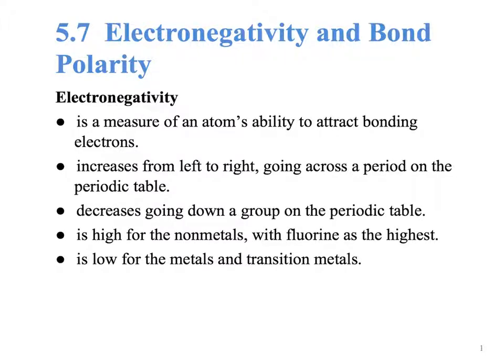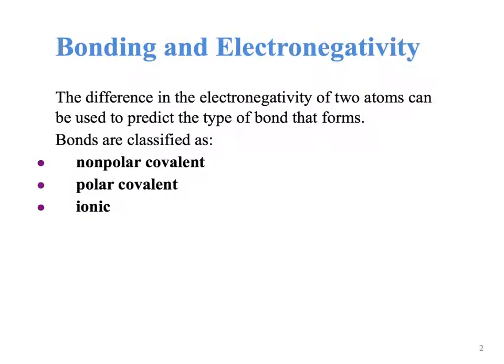So we're going to discuss now electronegativity. What is electronegativity? It's a measure of the atom's ability to attract electrons. It increases from left to right in the periodic table and also increases from bottom to top. The difference in electronegativity between two atoms defines the type of bond that the two atoms will have. We will have non-polar covalent, polar covalent, or ionic.